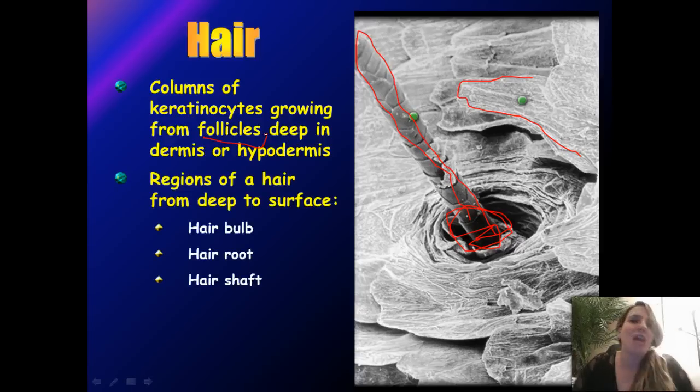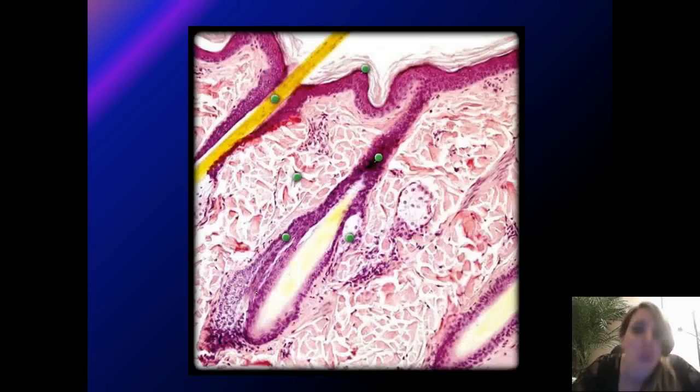So not too hard to learn the regions of hair. The bottom bulbous part is called the hair bulb. That is going to be in the hair root, is inside the hair bulb, and the long part is the hair shaft. You can learn that, right? Bulb, root, shaft. So here is a micrograph, longitudinal section of a hair follicle.